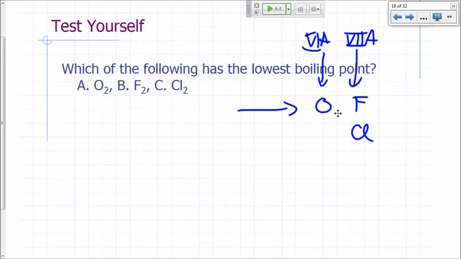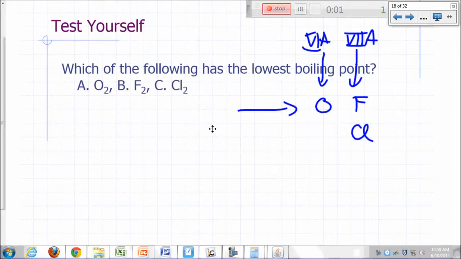What are we trying to look for here? Weakest attractions, right? Weakest attractions would give you the lowest boiling point. So do you have the weakest attractions among O2 molecules, or among Cl2 molecules, or F2 molecules?